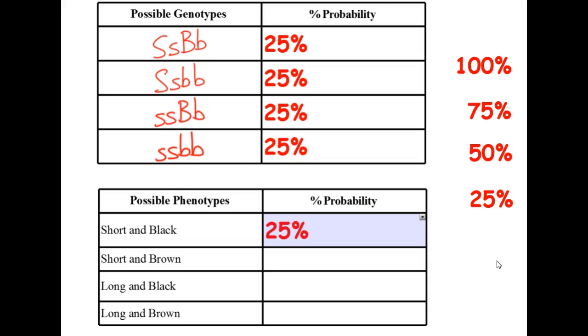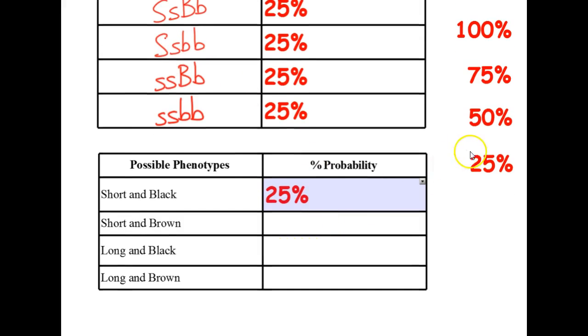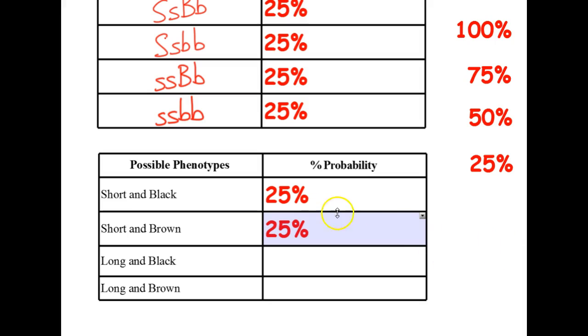Okay? Short and brown. Short is dominant, brown is recessive. So to be short means we have to have a capital S. To be brown means we have to be homozygous recessive. So that would be this category right here. Capital S is short and homozygous recessive for color. So again, we have 25% chance.